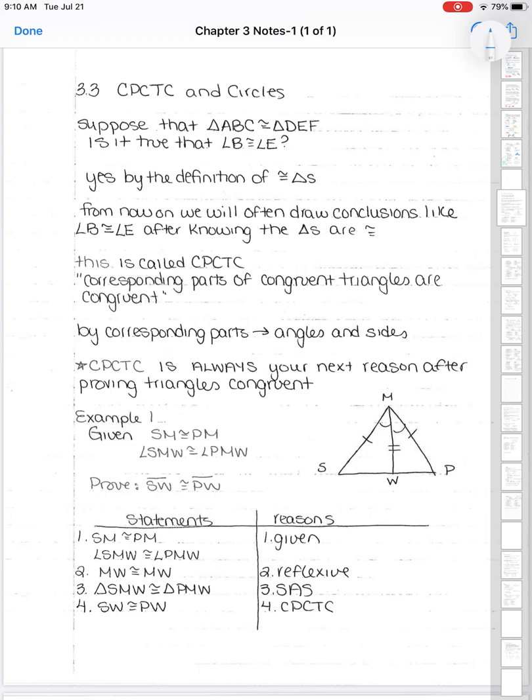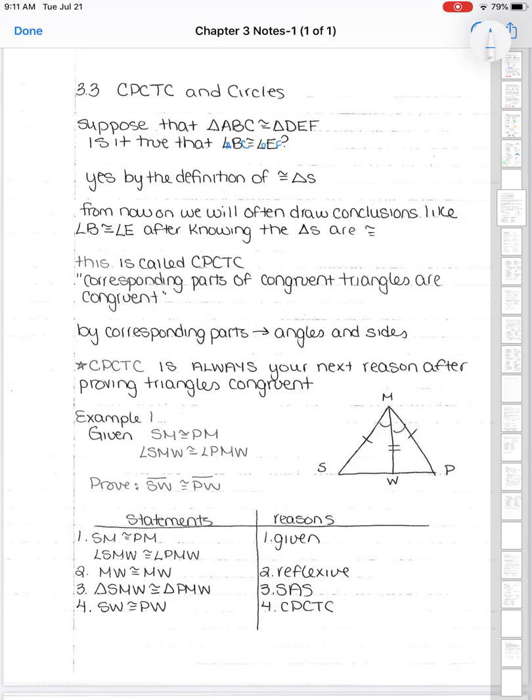All right, so continuing on from proving triangles congruent, it moves on to just the next line, which would be our CPCTC. And you'll learn in a moment what that means. So, suppose that we know that two triangles are congruent. So, triangle ABC is congruent to DEF. The question then is, can I say that angle B is congruent to angle E?